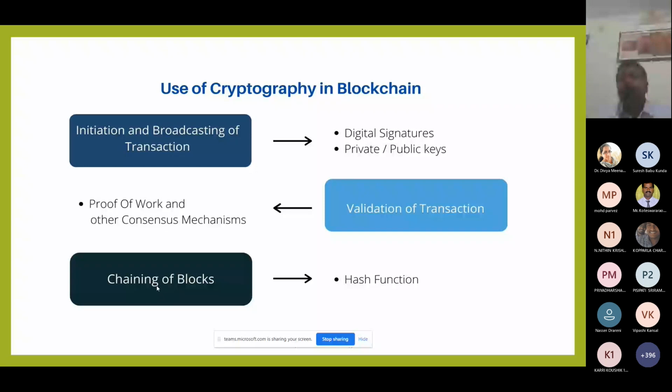During initiation and broadcasting of a transaction, we have the concept of digital signatures. Then there is the consensus mechanism. There are n number of consensus mechanisms. For that matter, the most common consensus mechanism we have seen is POW, proof of work. We also have several others: proof of authority, POA, proof of capacity, PBFT, practical Byzantine fault tolerance. You can choose any one based on the requirement. And then for chaining of blocks, we have the hash function. So hash function, digital signatures, public key, private key, all these are some of the terms related to cryptography that are useful in this blockchain technology.